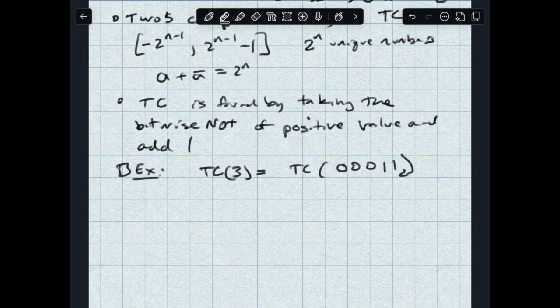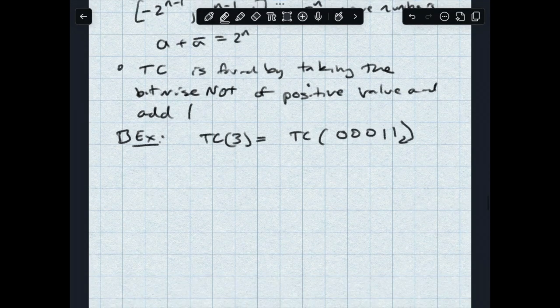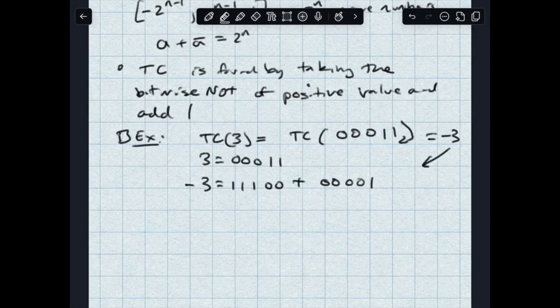3 is represented by 0, 0, 0, 1, 1. I want to represent negative 3. If 3 is equal to 0, 0, 0, 1, 1, negative 3, first of all, I take 1, 1, 1, 0, 0. So I'm taking everywhere there's a 0, replacing it with a 1. Everywhere there's a 1, replacing it with a 0. And I'm going to add 1 to that. So that'd be 0, 0, 0, 0, 1. And when I add that together, I get 1, 1, 1, 0, 1.